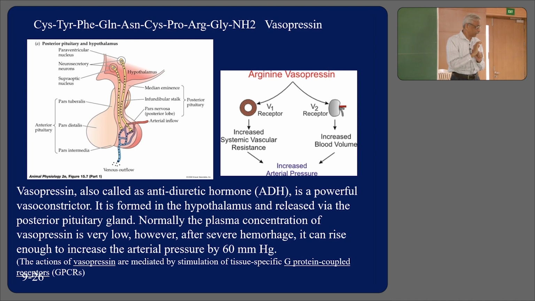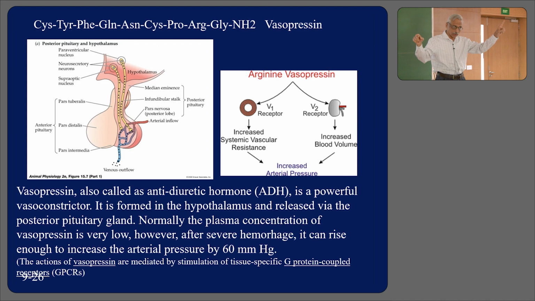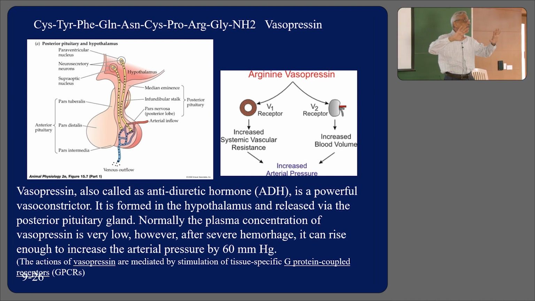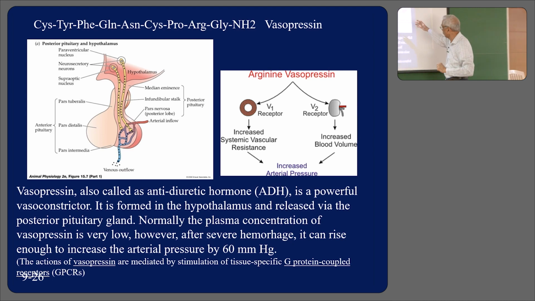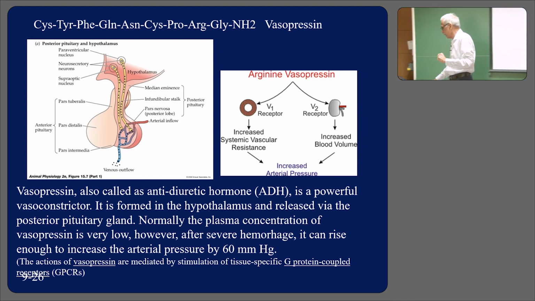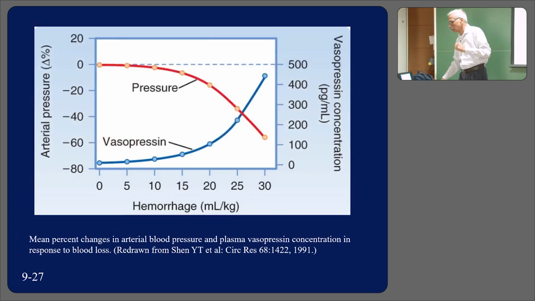From the cell I will take a plasma membrane, and there also I will find a G protein coupled system where arginine vasopressin can bind, but I find that this receptor is different from that receptor, and I am going to call this receptor V2. So the action of arginine vasopressin on these two organs is via two different receptors, and therefore we call them V for vasopressin, V1 and V2 receptors, very interesting.